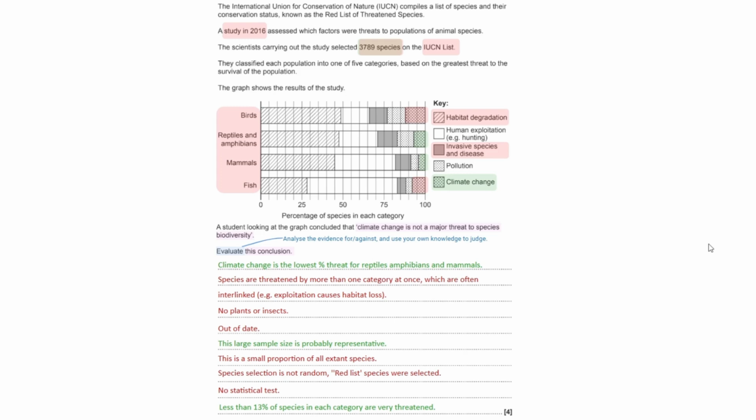Because we don't need to make a judgment, all we have to do is outline reasonably 2 points for and 2 points against, which we have done here by analysing the data appropriately and also looking at the reliability of the data which was generated by the study.